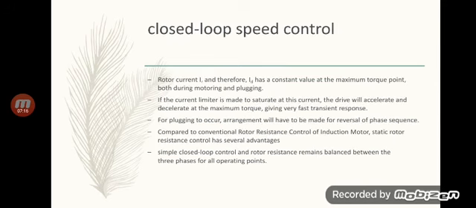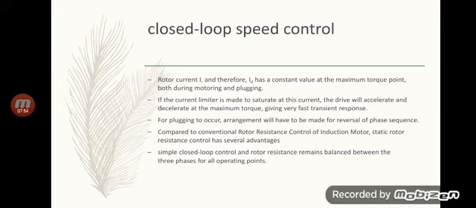Then closed loop speed control. Let us assume rotor current IR, and therefore ID, has a constant value at the maximum torque point during both motoring and plugging. If the current limiter is made to saturate at this current, the drive will accelerate and decelerate at the maximum torque, giving very fast transient response. For plugging to occur, arrangements have to be made for reversal of phase sequence.